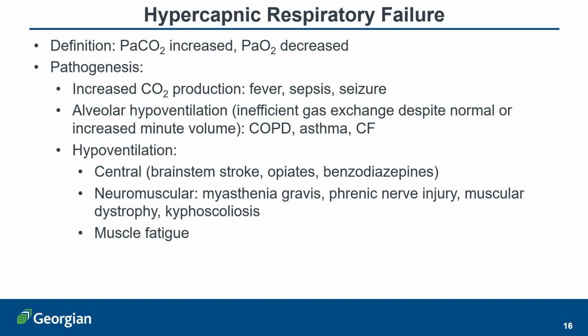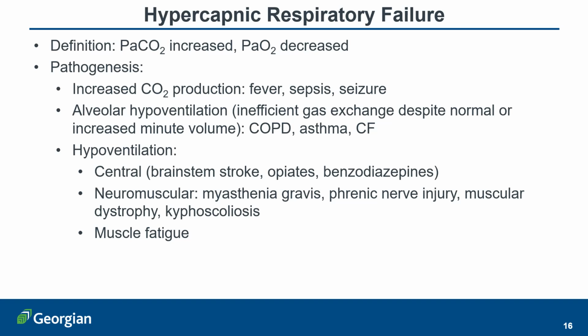Lastly, hypoventilation is the most common cause of hypocapnic respiratory failure. That can be caused by several different etiologies, including central causes such as a brainstem stroke that affects the respiratory center, where we spoke about the opioids and benzodiazepines that cause respiratory depression. Various neuromuscular causes, we've seen this previously, such as in myasthenia gravis, or injury to the phrenic nerve that controls the diaphragm, muscular dystrophy, kyphoscoliosis. All of these affect the proper functioning of the diaphragm.